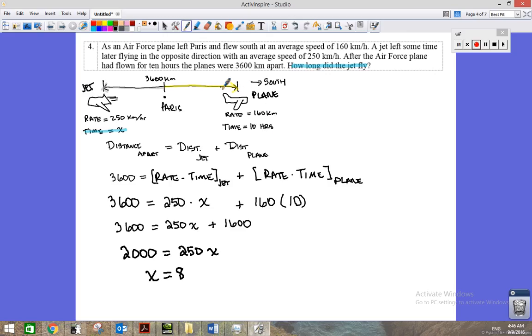So the plane flew for 10 hours, and remember the jet left sometime later, so it's reasonable to expect that the jet is flying for a lesser amount of time, and we found it to be 8 hours. So the length of time that the jet was in the air flying is 8 hours.